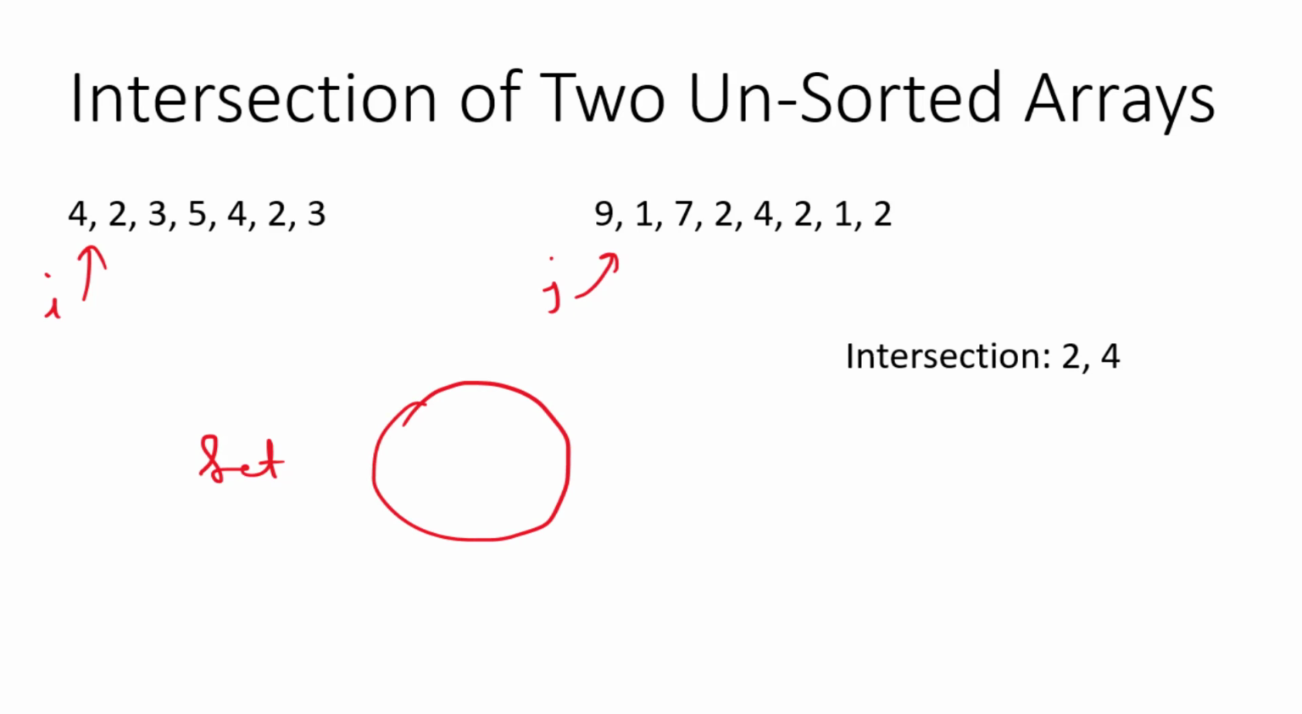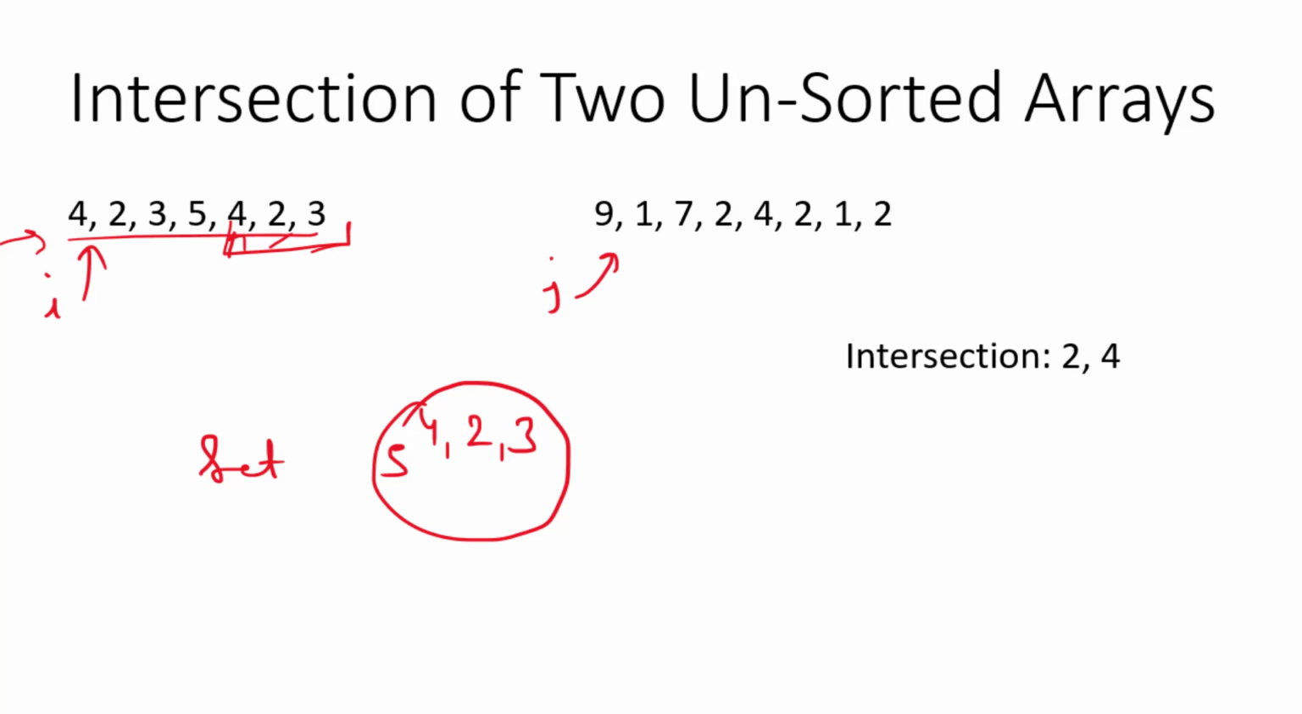Now what I will do is first iterate all the elements of the first array and put them one by one into the set. First it will put 4 here, then 2, then 3, and then 5 also. Then when it operates on the repeated elements, it will say 4 is already in the set, so it won't put 4 again. Same for 2 and 3, because all these elements are already in the set, right?